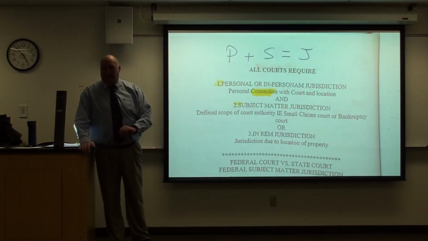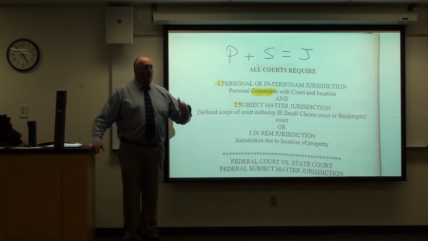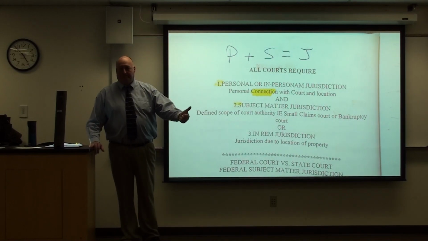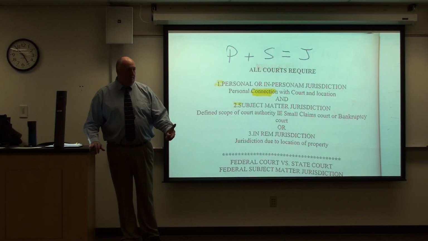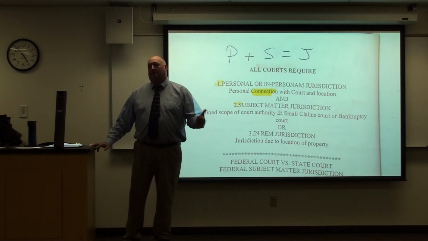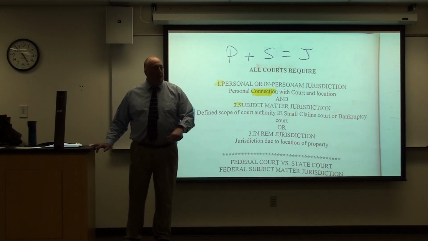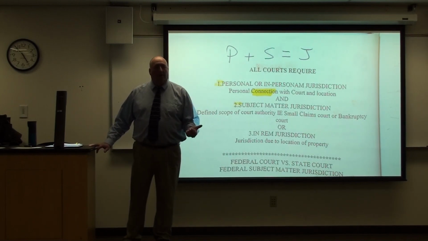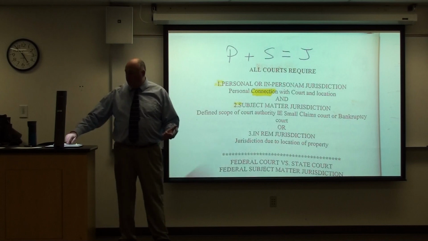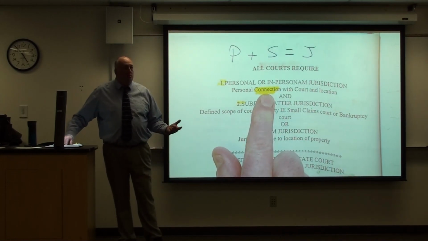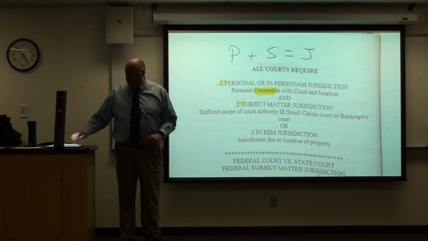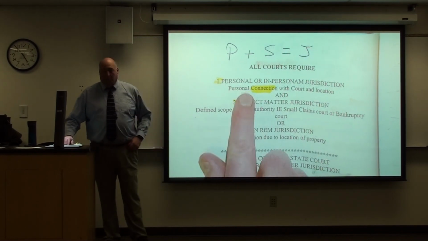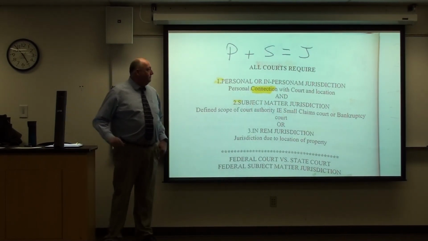Now in plain English, what are we talking about? Location, where, and what type of case is the lawsuit all about? Where and what type? Where and what, right? Where and what? So the first one's geographical, and the second one is what kind of case are we talking about? Subject matter. So personal jurisdiction, let's start with that one.